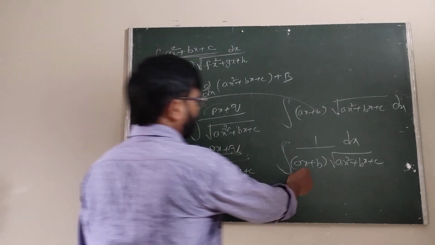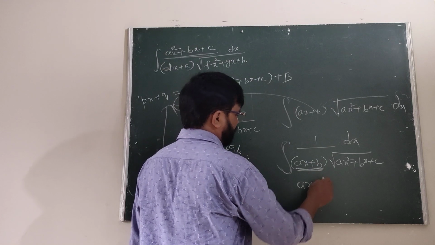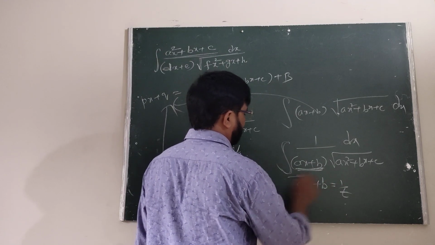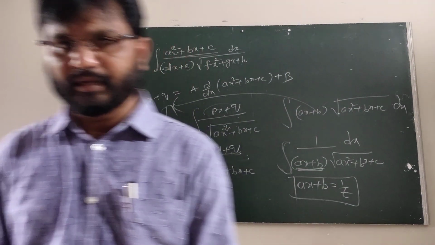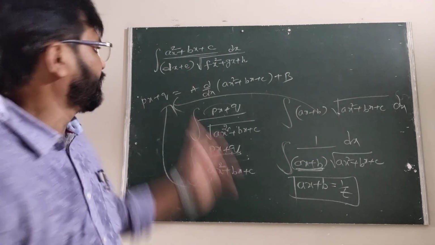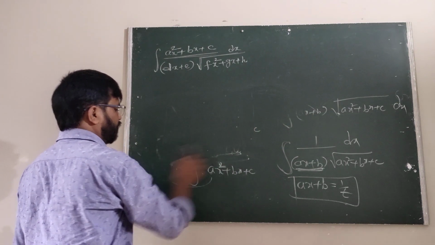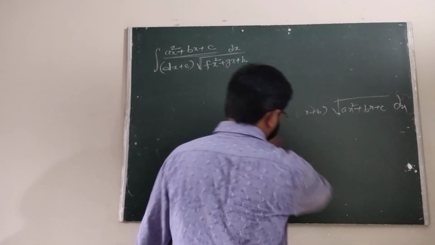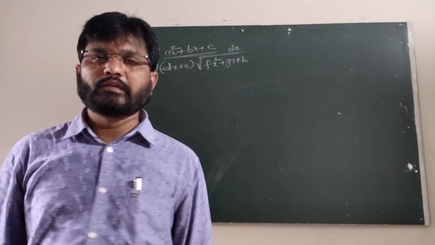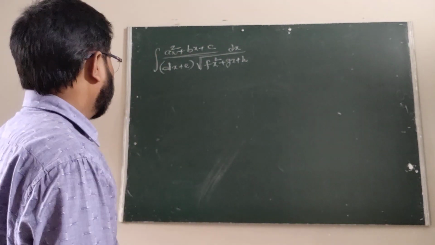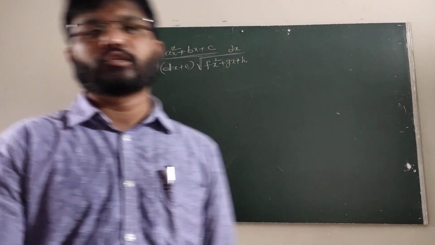Therefore, in this case, we take ax + b equal to 1 by t. Now what is the integral? The integral is in the form where the numerator is quadratic. Is it clear? The numerator is quadratic, the denominator has a linear part, and the under root part is also quadratic.